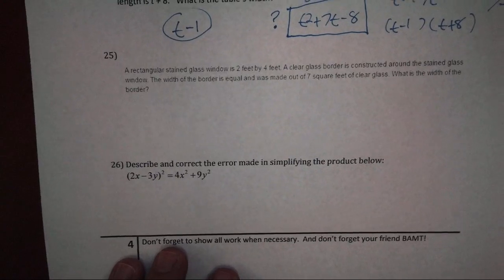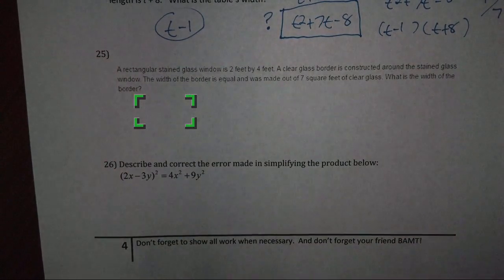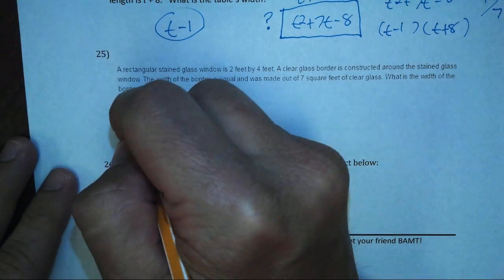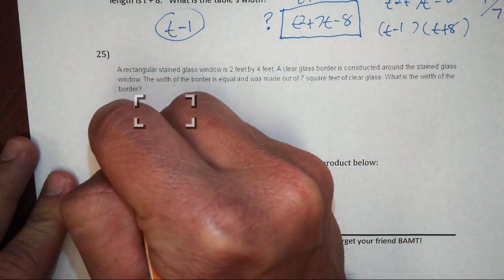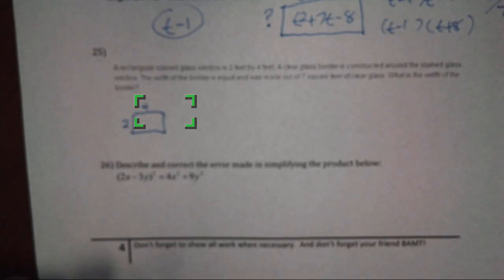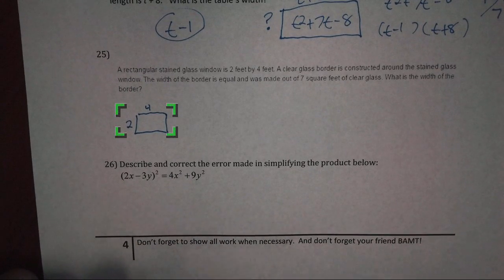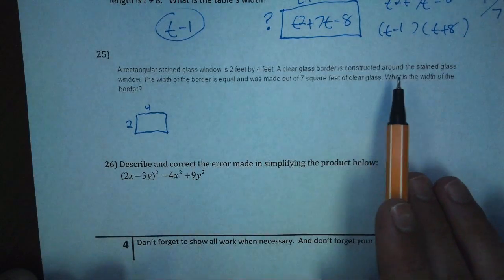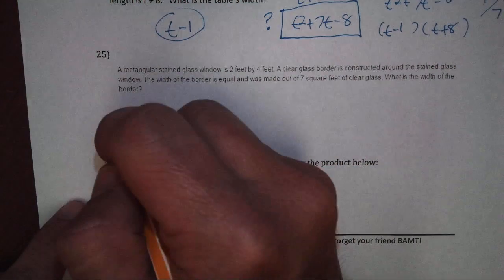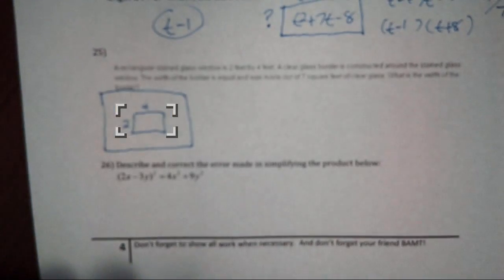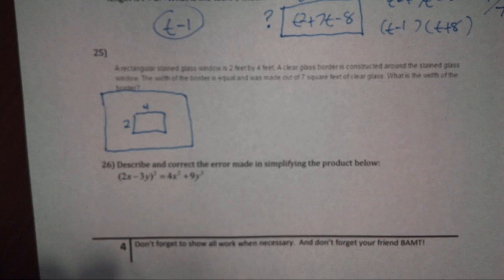Okay, 25, probably one of the more difficult ones on the study guide. Let's draw this out. Window is 2 feet by 4 feet, okay? 2 feet, 4 feet. And it says a clear glass border is constructed around the stained glass window. Okay, so we've got a border around this window. And it says the width of the border is unknown.